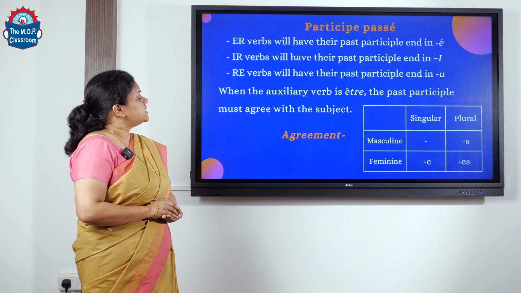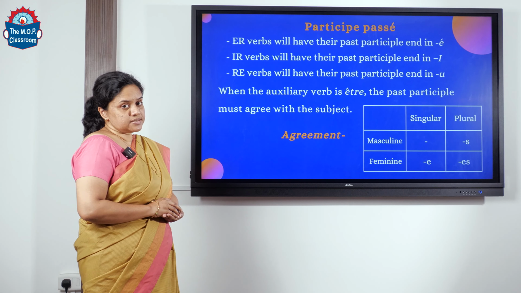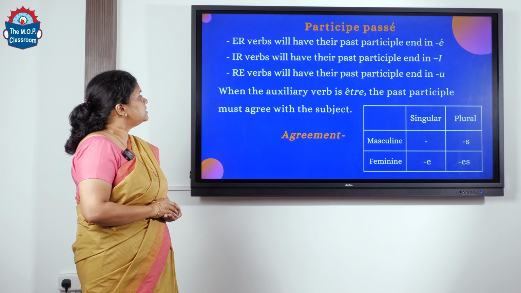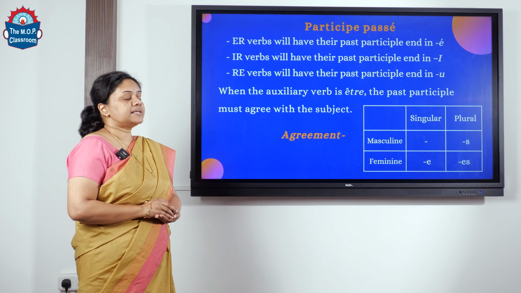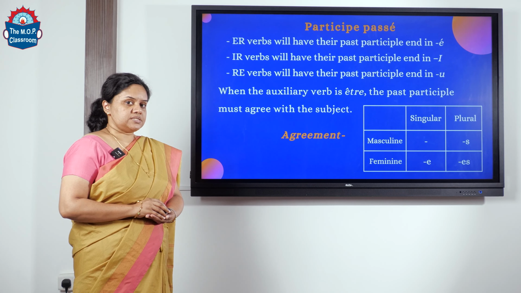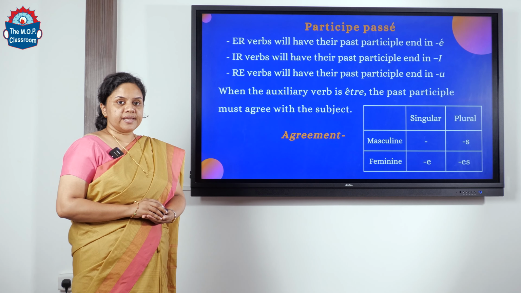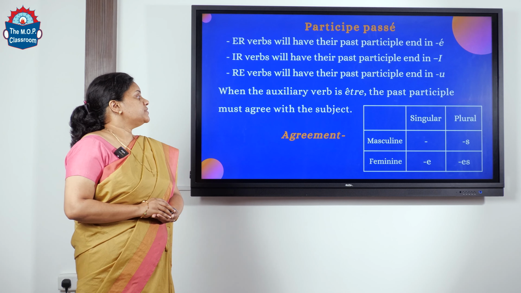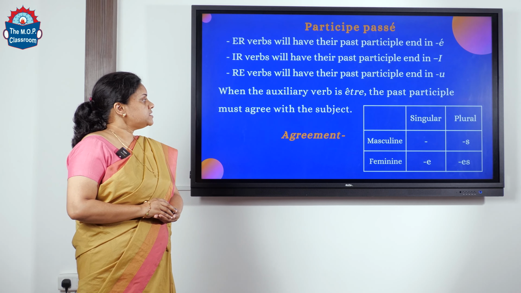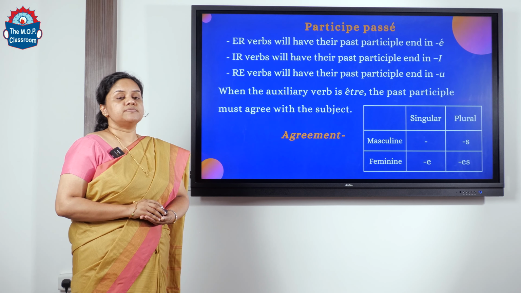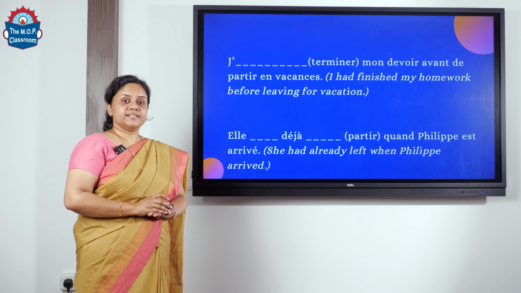Just as in the passé composé, the rule of agreement applies here also. That is, when the auxiliary verb is conjugated with être, the past participle has to agree with the subject. If it is masculine singular, you don't add anything to the past participle. But if it is masculine plural, you add an S. If it is feminine singular, you add an E. If it is feminine plural, you add an ES. So let's see some examples.